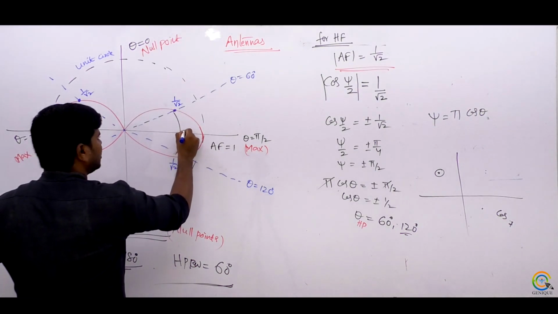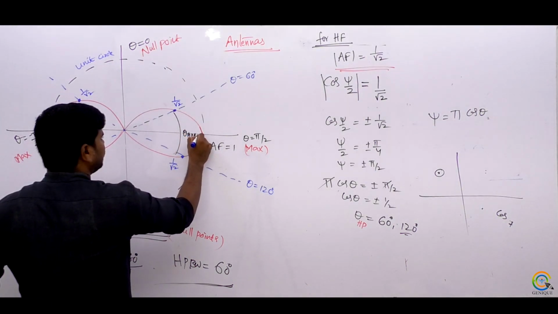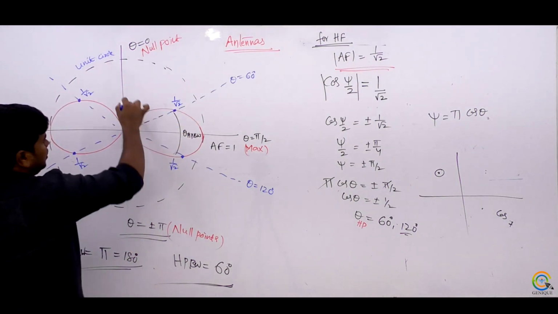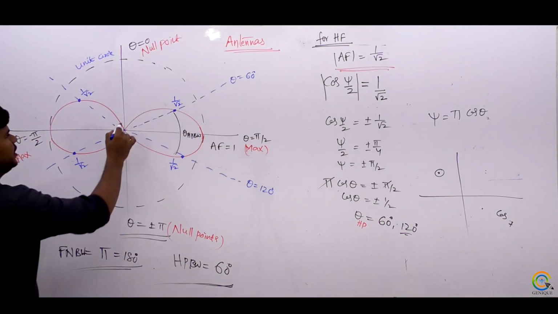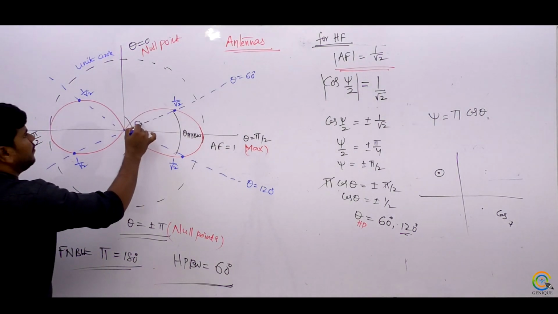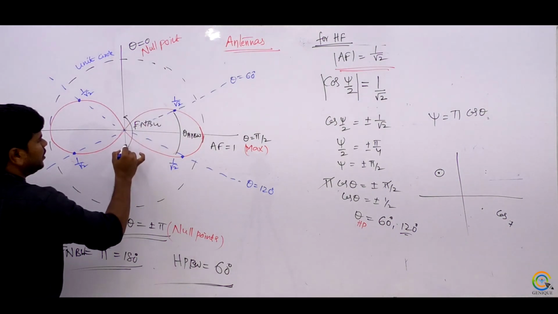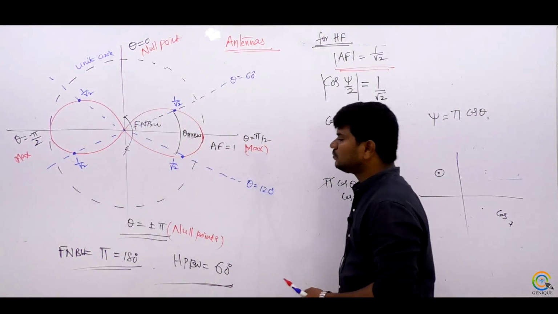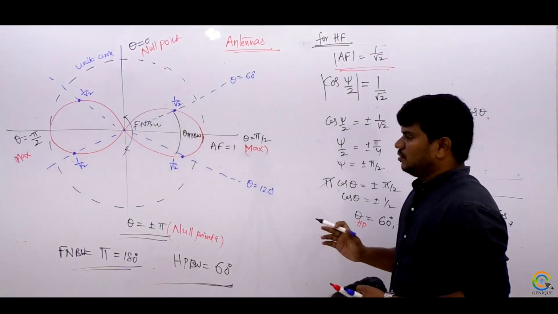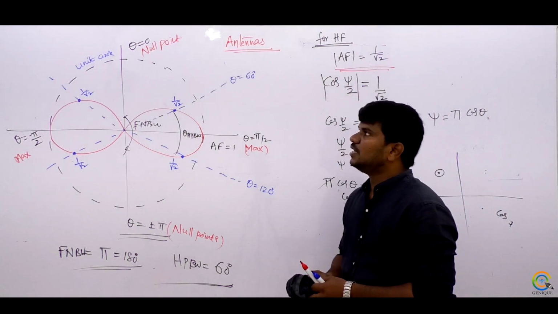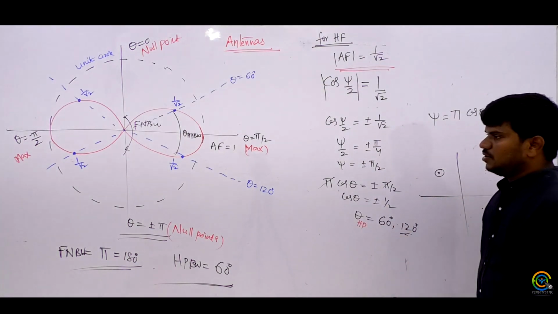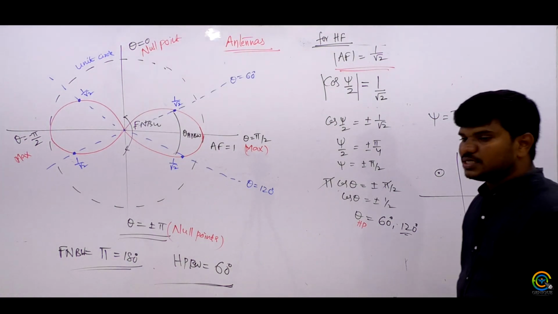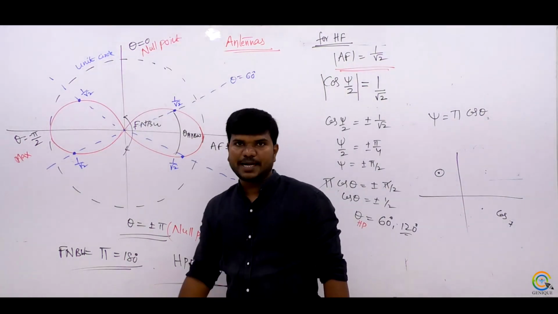I am writing this as theta HPBW. And this is called the full null beamwidth, FNBW, from here to here. So like this you have to follow. Okay, so this is the approach to find the radiation pattern, the first null beamwidth and the half power beamwidth. In this you have to notice the unit pattern.